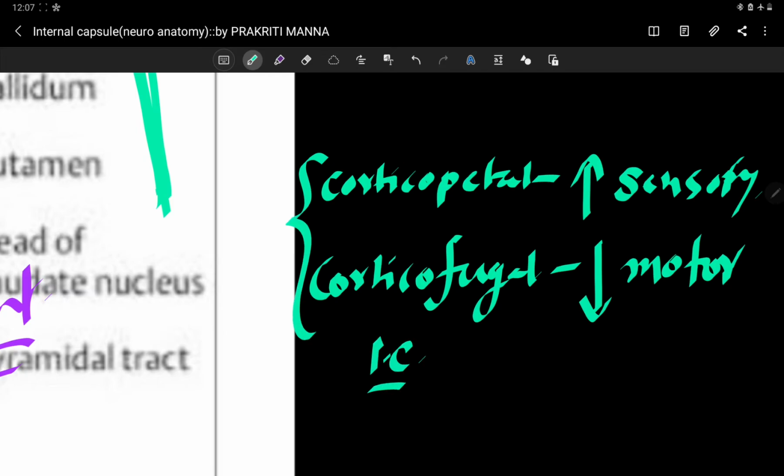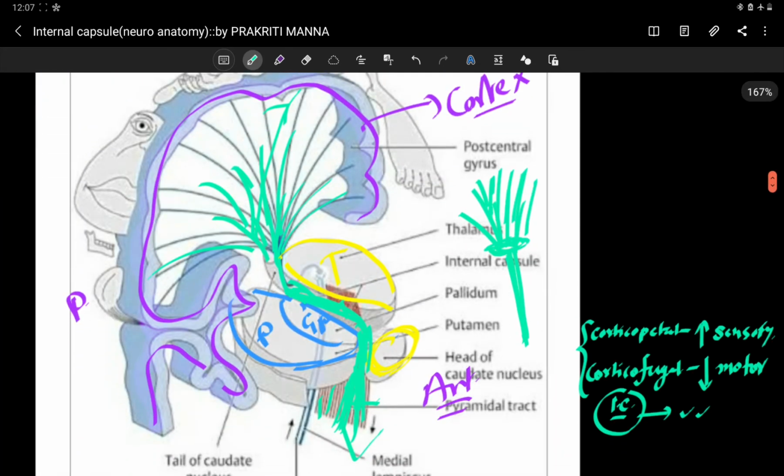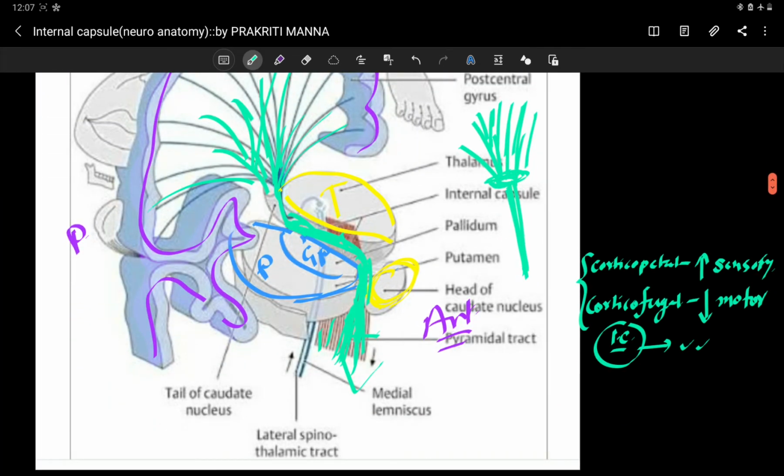Internal capsule lesions. If any lesion or damage or ischemia causes damage to the internal capsule, it generally causes both sensory loss and motor loss. Now it depends on which area of the internal capsule is affected. All right, so this is the basic plan of the internal capsule.